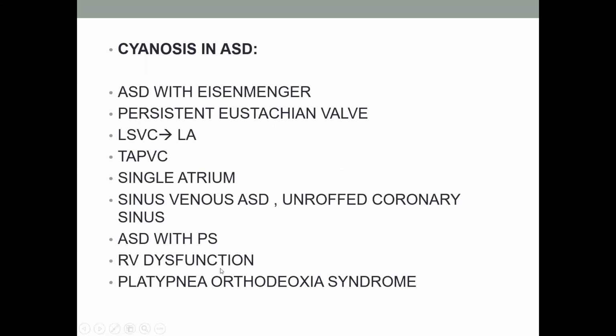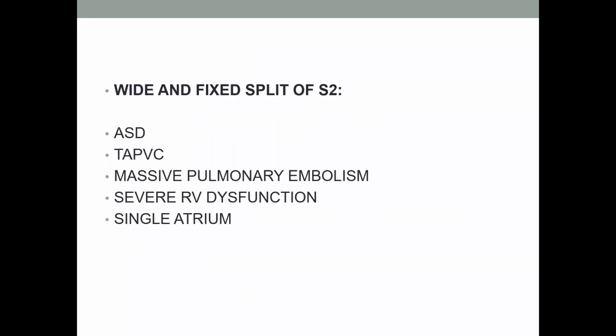RV dysfunction, again, because in ASD the shunt depends on RV versus LV compliance. Any RV dysfunction, moderate RV dysfunction, can produce cyanosis. Platypnea orthodeoxia is a special condition which occurs in PFO, the opposite of orthopnea. Sitting up, the patient has cyanosis, lying down is better; the opposite of orthopnea occurs.